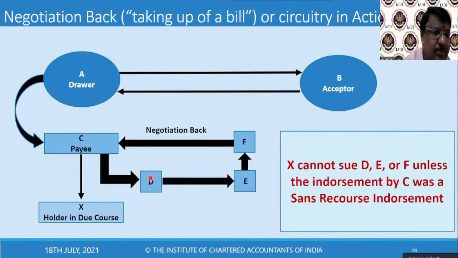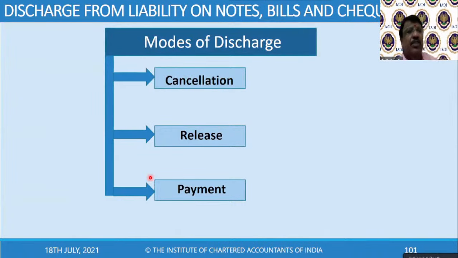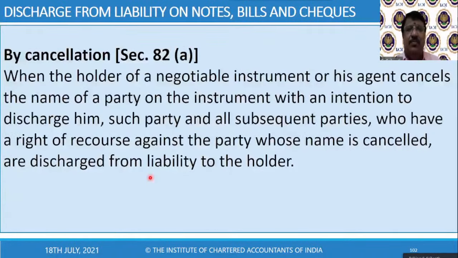Got it? Now we are talking about discharge. Discharge means the liability is made nil. Discharge can be done by cancellation. That is, the parties together decide to cancel it. Okay? Then, when a bill is cancelled, what happens? The party and all subsequent parties who have right of recourse against the party whose name is cancelled are discharged from liability to the holder.